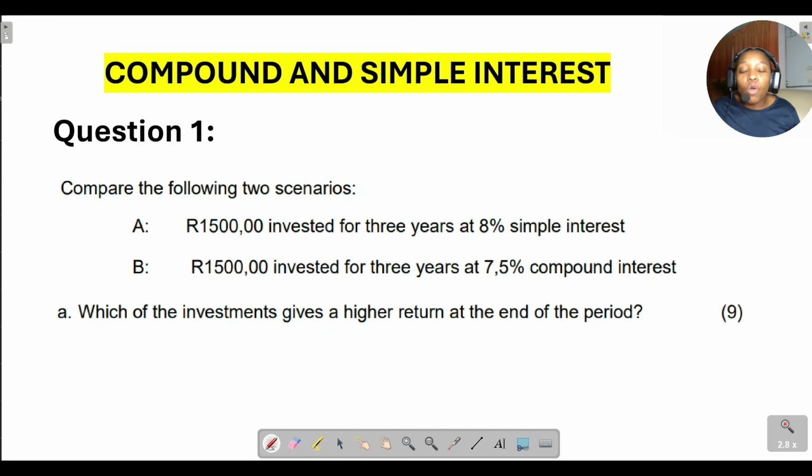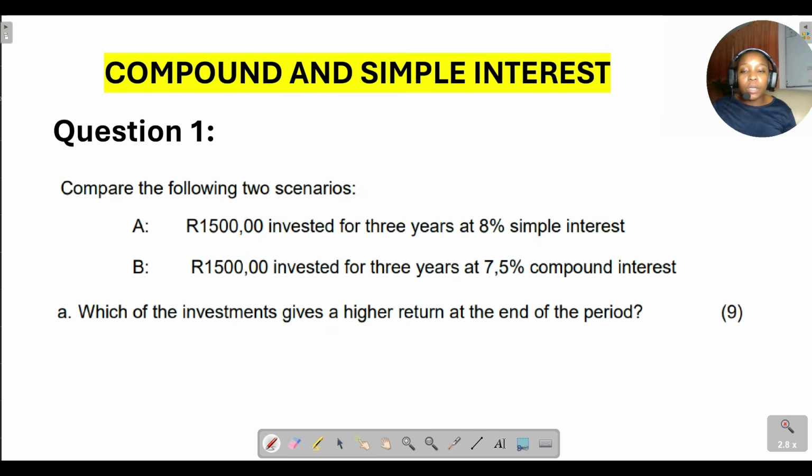Question number 1 says: compare the following two scenarios. A: 1,500 is invested for 3 years at 8% per annum simple interest. B: 1,500 is invested for 3 years at 7.5% per annum compound interest. Which of the investments gives a higher return at the end of the period?